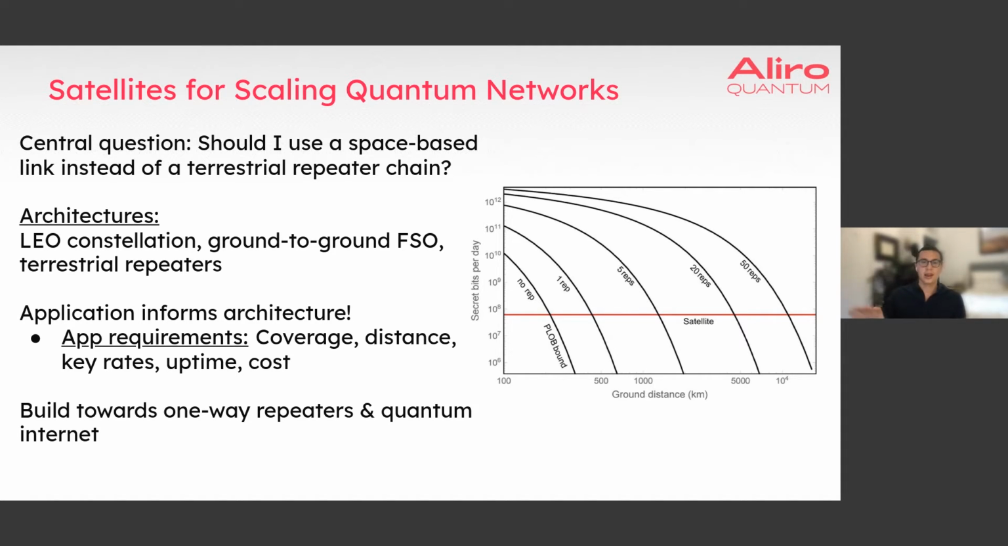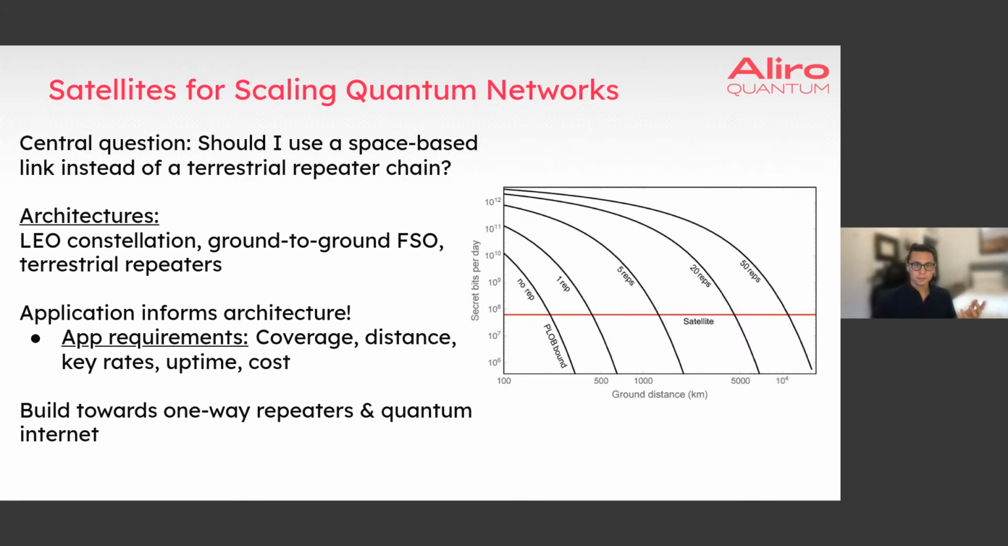And the figure on the right addresses this exact question. Depending on the distance we're talking about, depending on the throughput you need, terrestrial repeaters may be better in some regimes, but in others, satellites are really the way to go.